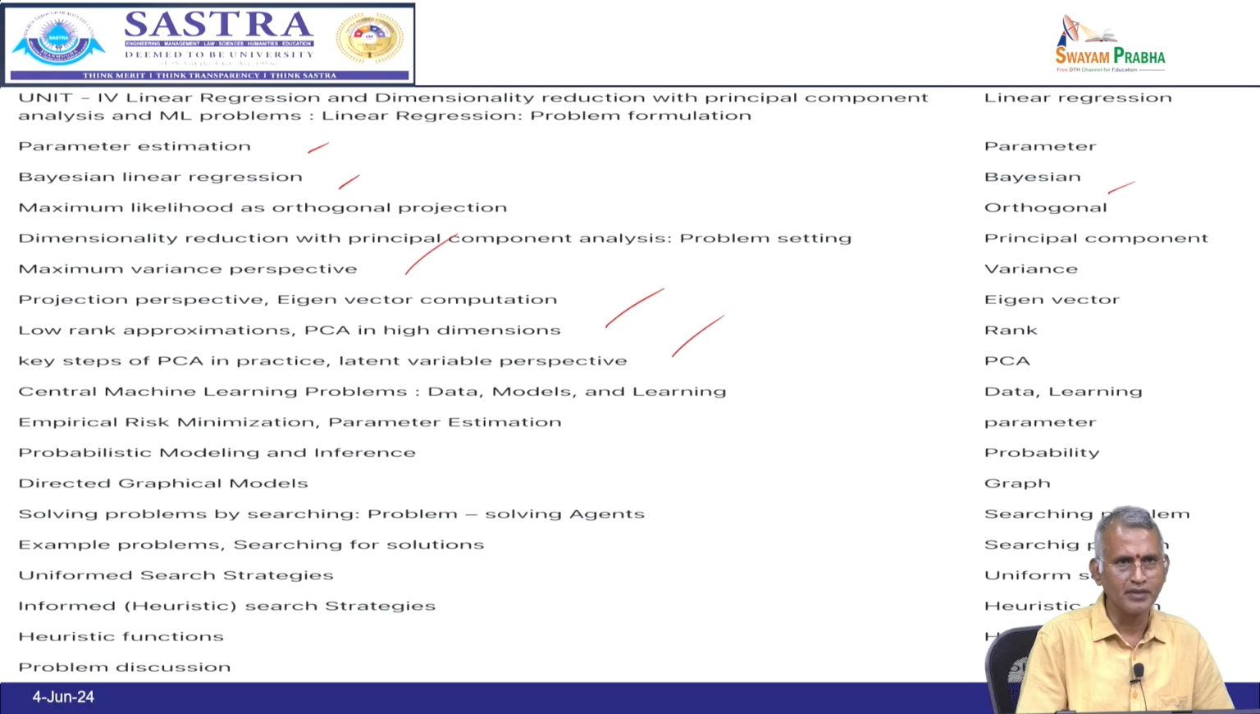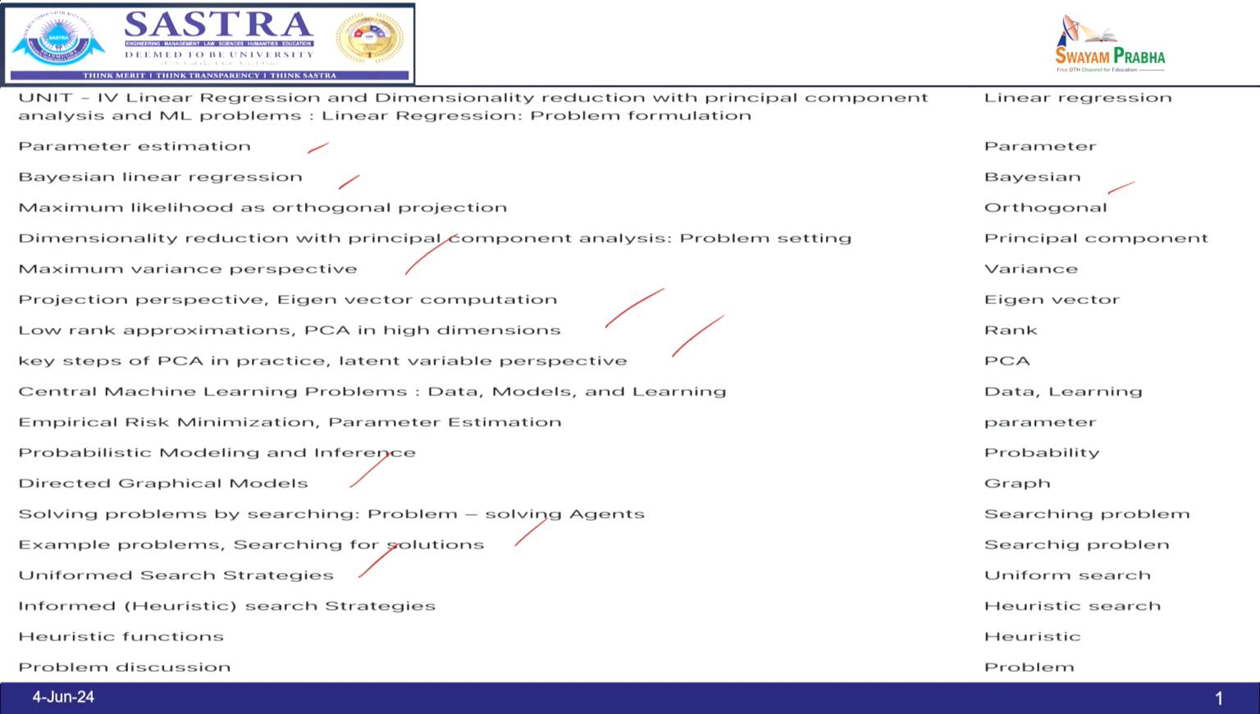and empirical risk minimization, parameter estimation, probabilistic modeling and inference, and directed graphical models. Solving problems by searching with problem solving agents, and example problem searching for solution, uninformed search strategies, and then informed heuristic search strategies, then heuristic function and problem discussion. These are all the topics to be covered.